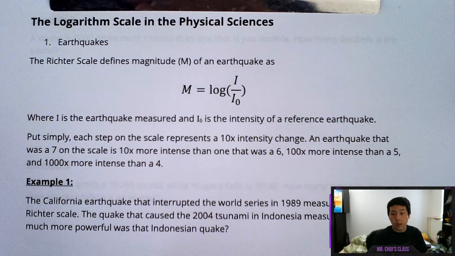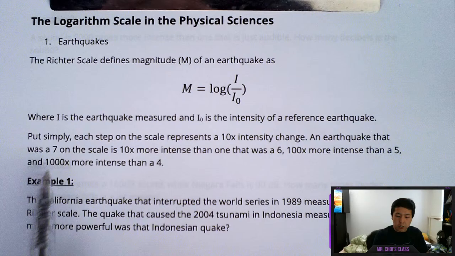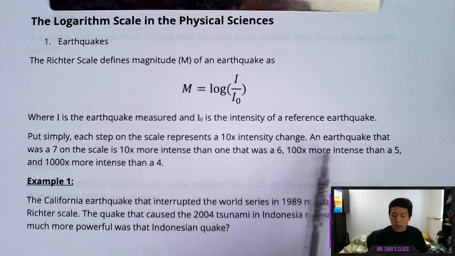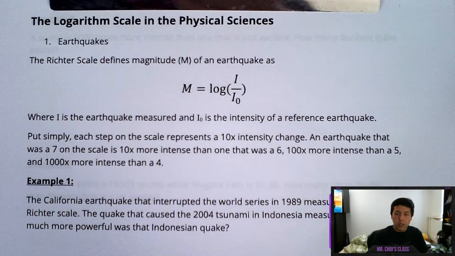To put it simply, each step on the scale represents a 10 times change in intensity. If something is magnitude 7, then it is 10 times more intense than magnitude 6, 100 times more intense than magnitude 5, and 1,000 times more intense than magnitude 4, so on and so forth. This is the same kind of scale as the pH scale in chemistry, which we'll dive into deeper soon.